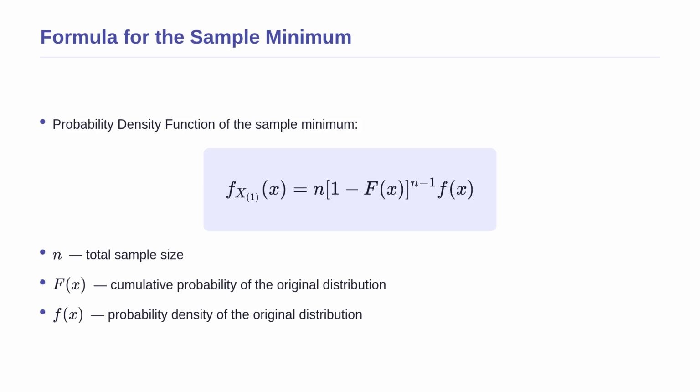Just as we did for the maximum, we have a specific mathematical model for the minimum. Conceptually, this formula ensures that as the sample size grows larger, the probability heavily concentrates around the lowest possible values of the original distribution. Looking at the symbols, n is again our sample size. Capital F is the accumulated probability and lowercase f is the original probability curve. Notice the term 1 minus capital F. This represents the probability of a value being greater than our target, which mathematically forces the distribution toward the extreme left tail.